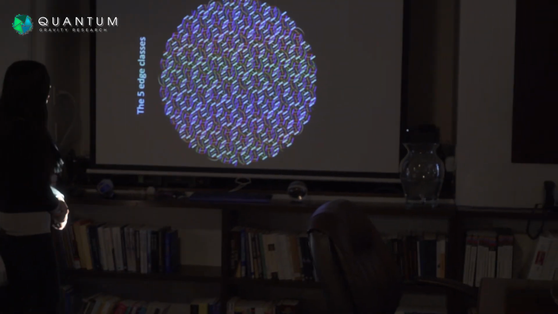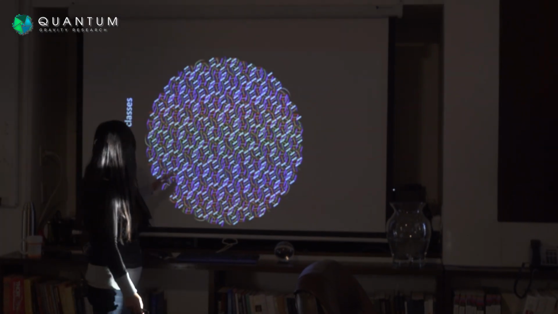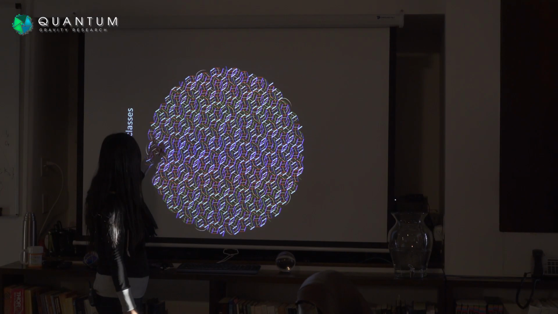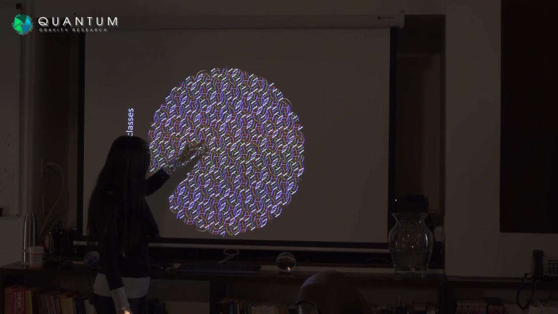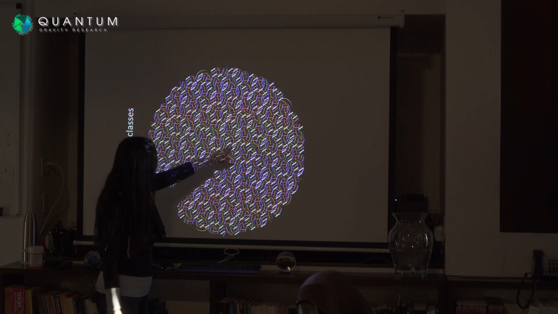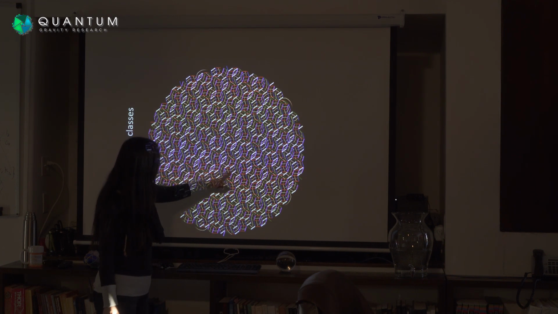Okay, this last slide is just showing these edge classes. Each color shows one edge class, meaning they're parallel, and following the edge classes you get the ribbons.